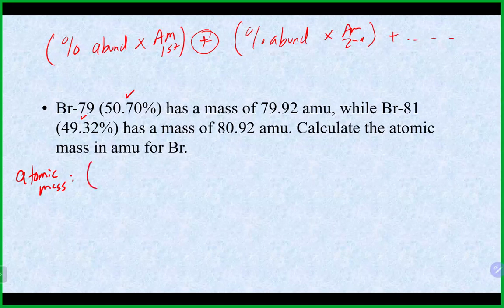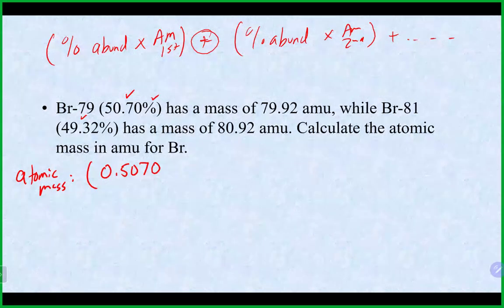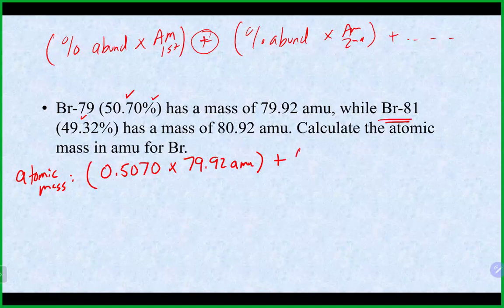And we're going to take our first isotope, I can go with the 79. I'm going to just move the decimal point 2 places to the left. So that'll give me 0.5070, converting our percentage into a decimal. We're going to multiply that by 79.92 AMU. Again, we're going to add it now to our second isotope here. Once again, you can move the decimal, or you can divide by 100 to do it for you. And we'll do that there as 0.4932. We're going to times it by 80.92 AMU.